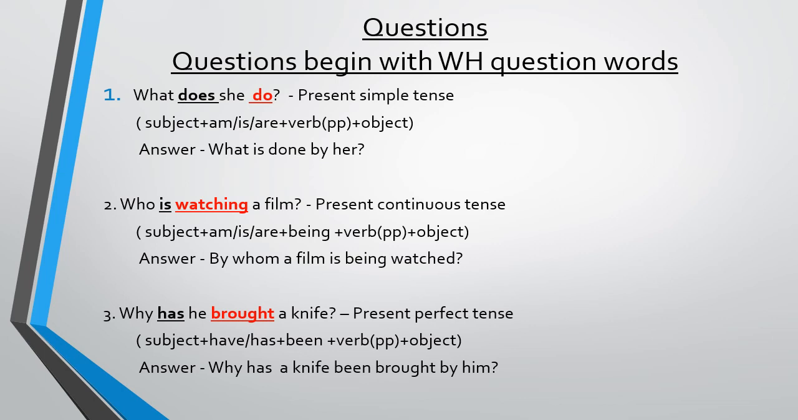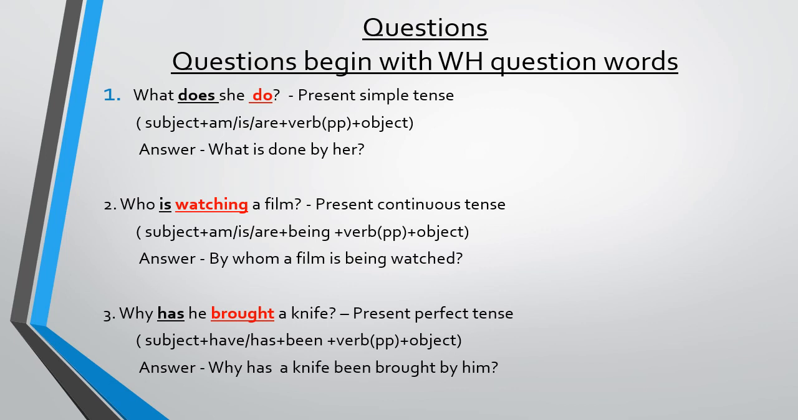The second question is, who is watching a film? This question is in present continuous tense. The passive voice question begins with by whom. Next you should write the subject, that is a film. Then write the auxiliary verb is being and the past participle form of the main verb, that is watched. The passive voice question is, by whom is a film being watched?